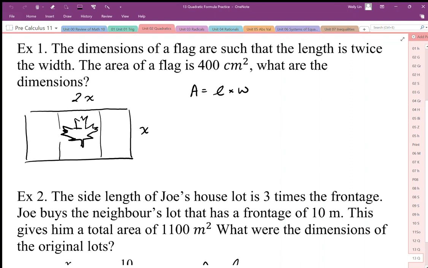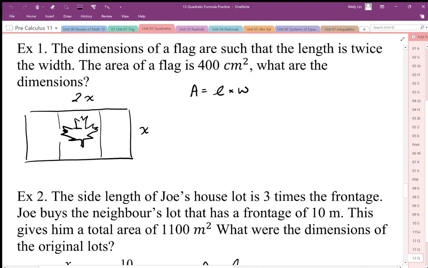When we deal with word problems, often the area problems end up being quadratic problems because quadratics are squares and we measure area in squares. So the question says that the area of the flag is 400 centimeters squared, and what are the dimensions if the length is twice the width? So I've expressed the length as 2x and the width is x.